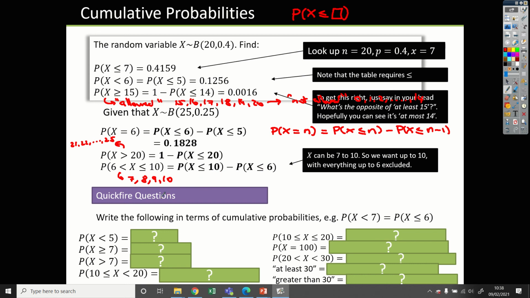Okay, if you want some practice on these, use the slides to look through and do some yourself. Write down the probabilities in terms of cumulative probabilities. And as an optional extra, you can actually type it into your calculator and work these out, but that's not expected of you. Okay, if you can find this slide, you can then uncover these boxes and work out the answer, see if you got it right.